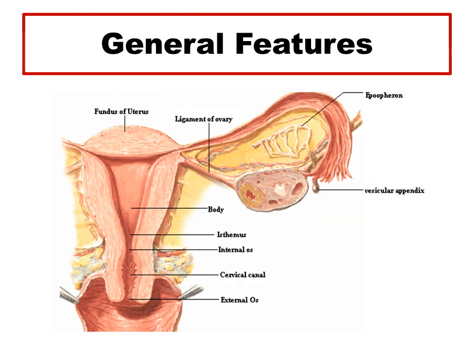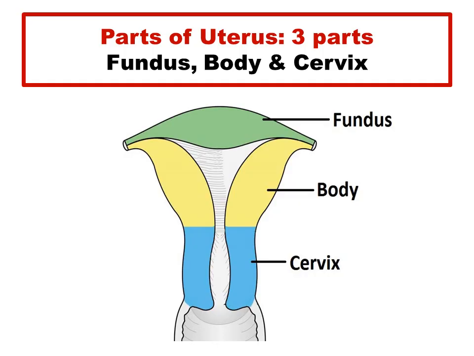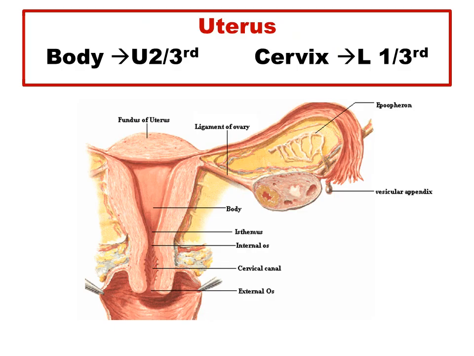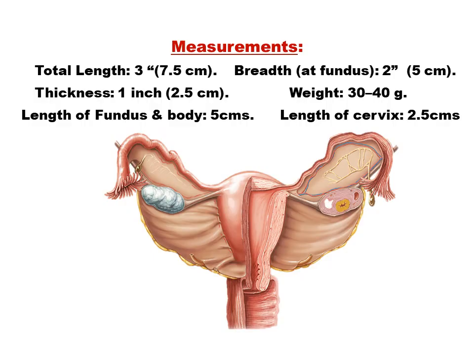Now, coming to the general features of the uterus, the different parts of the uterus. It has three parts, that is the fundus, the body and the cervix. Body forms the upper two-thirds of the uterus and cervix forms the lower one-third of the uterus.